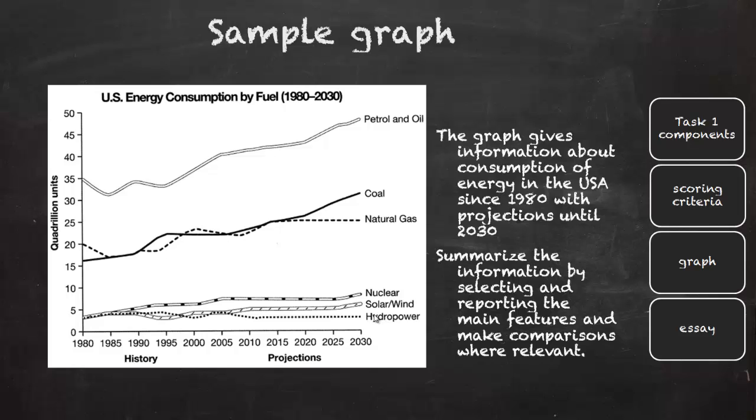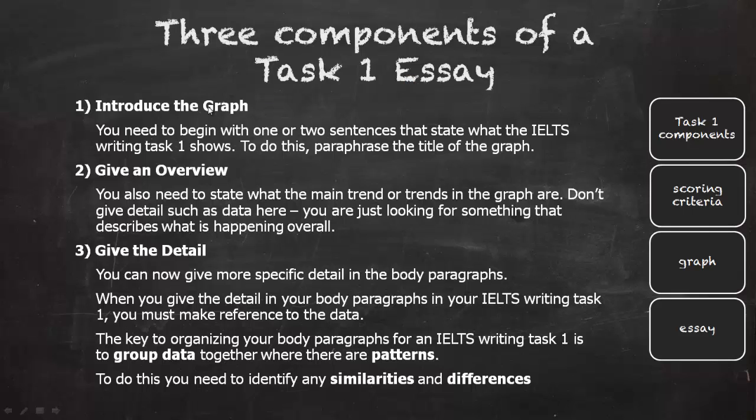Okay, so again, basically there are three main components to each Task 1 essay. Introducing the graph, you paraphrase the question. Giving an overview, so what is going on, what is the main trend, and the third is giving the details, and you need to describe the data. You have to give specific numbers. Right, so how are these three components related to the scoring criteria?